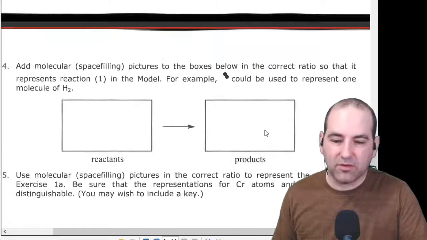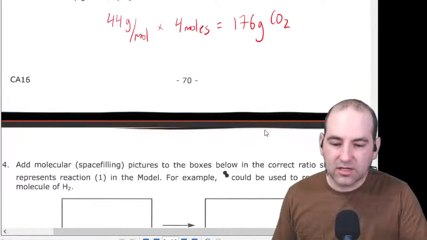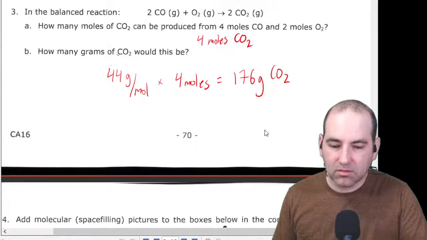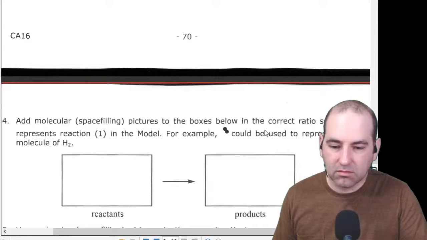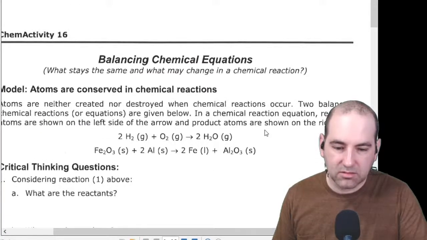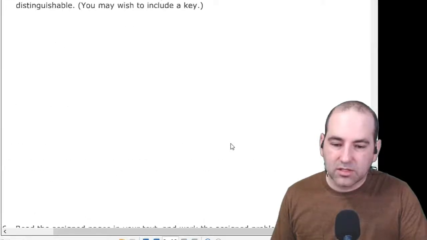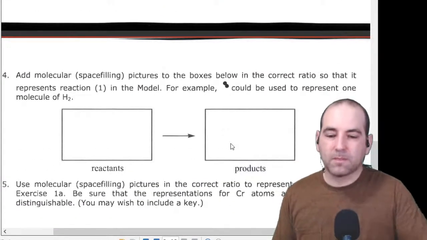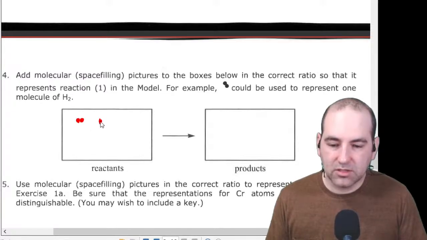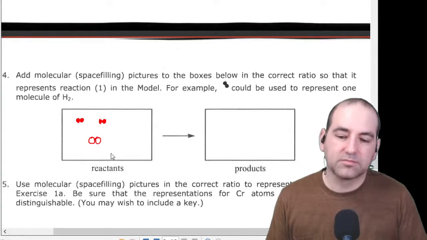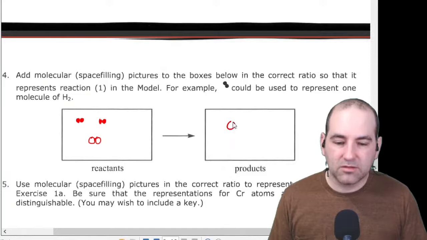And then you can draw some pictures of how that would work. So in this case, reaction 1 in the model is way up here. H, that's this one here. So let's draw some pictures for that. So it'd be 2 H2s plus O2. So I need 2 of these. And then 1 O2, we'll call that O2. And then I end up with 2 H2Os.